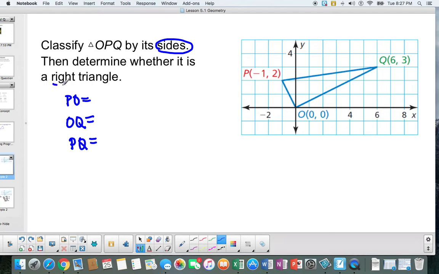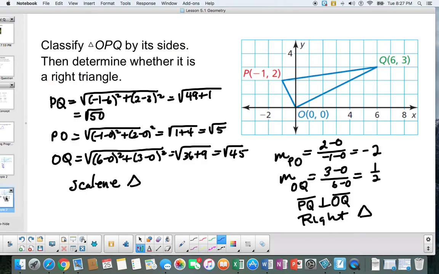Now to determine whether it's a right triangle, you're going to have to find some slopes. For example, find the slope of PO and find the slope of OQ. And if those give you some information, fine. If not, then you can try to figure out the slope of PQ. In order for it to be a right triangle, we need to see some perpendicular lines. Now, stop the screencast, see if you can figure out all these values, restart it, and you'll see the answer.